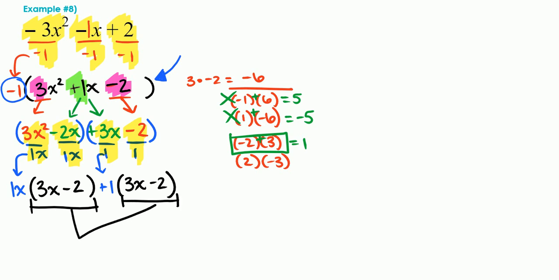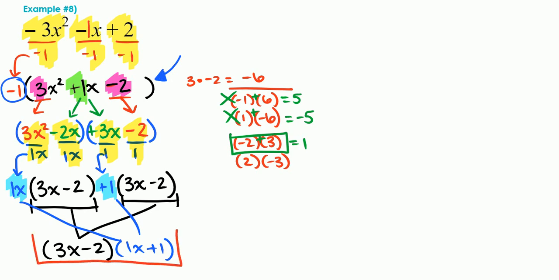So writing that as one common factor, I have 3x minus 2. Taking those other terms, positive 1x and positive 1, and putting those together in another set of parentheses, so 1x plus 1. And there you have it, folks. We factored our trinomial into the quantity 3x minus 2 times the quantity 1x plus 1.